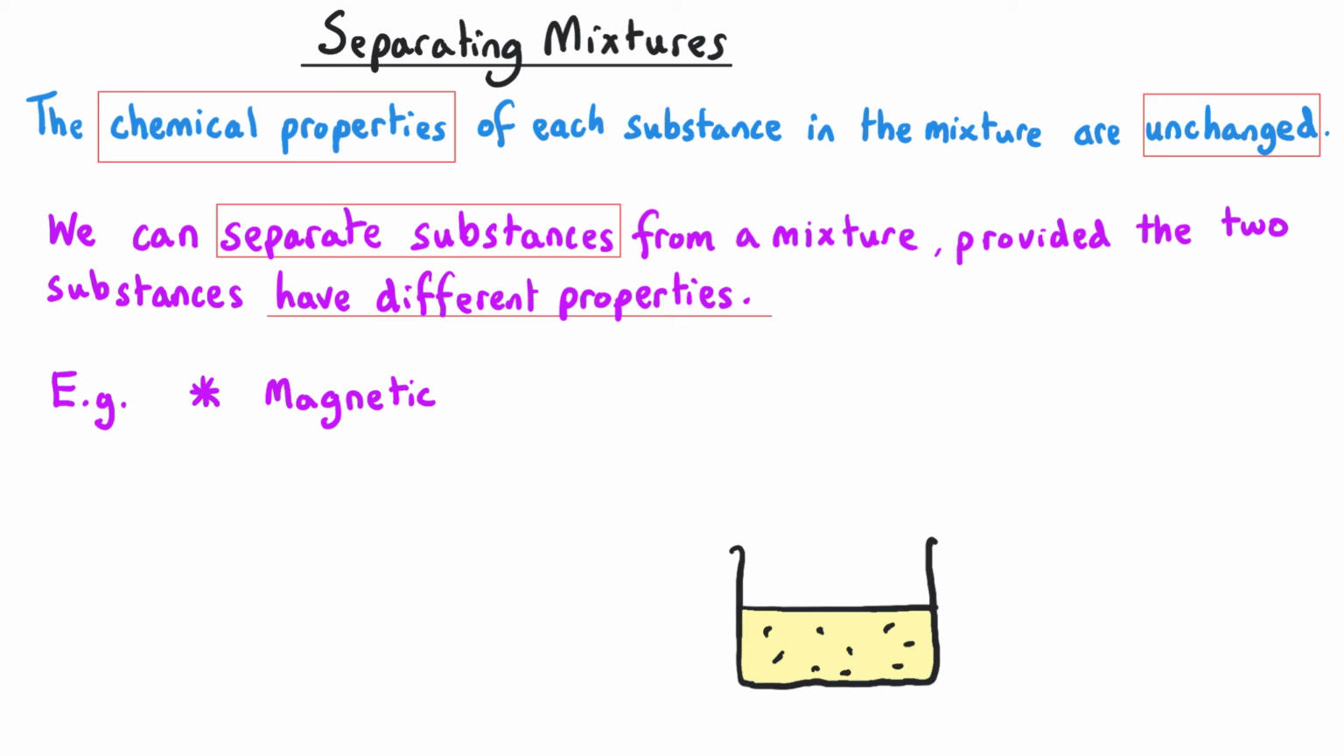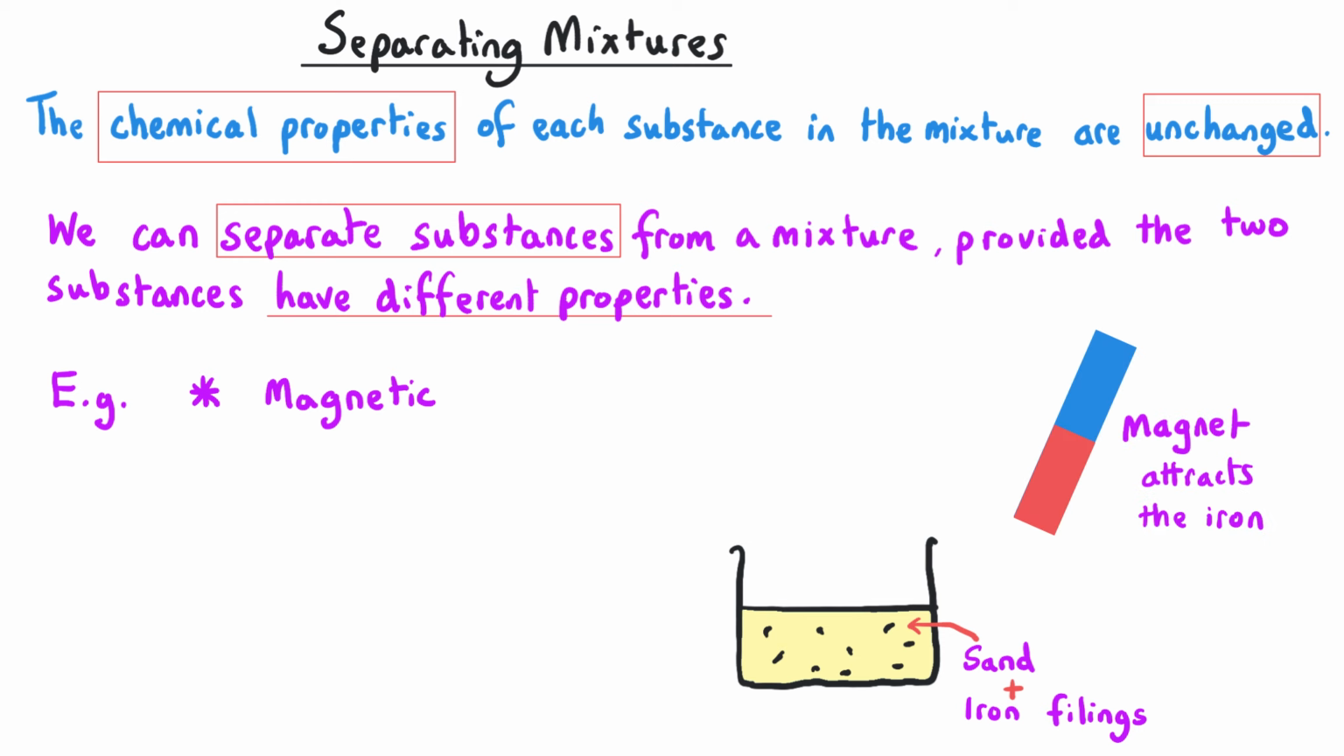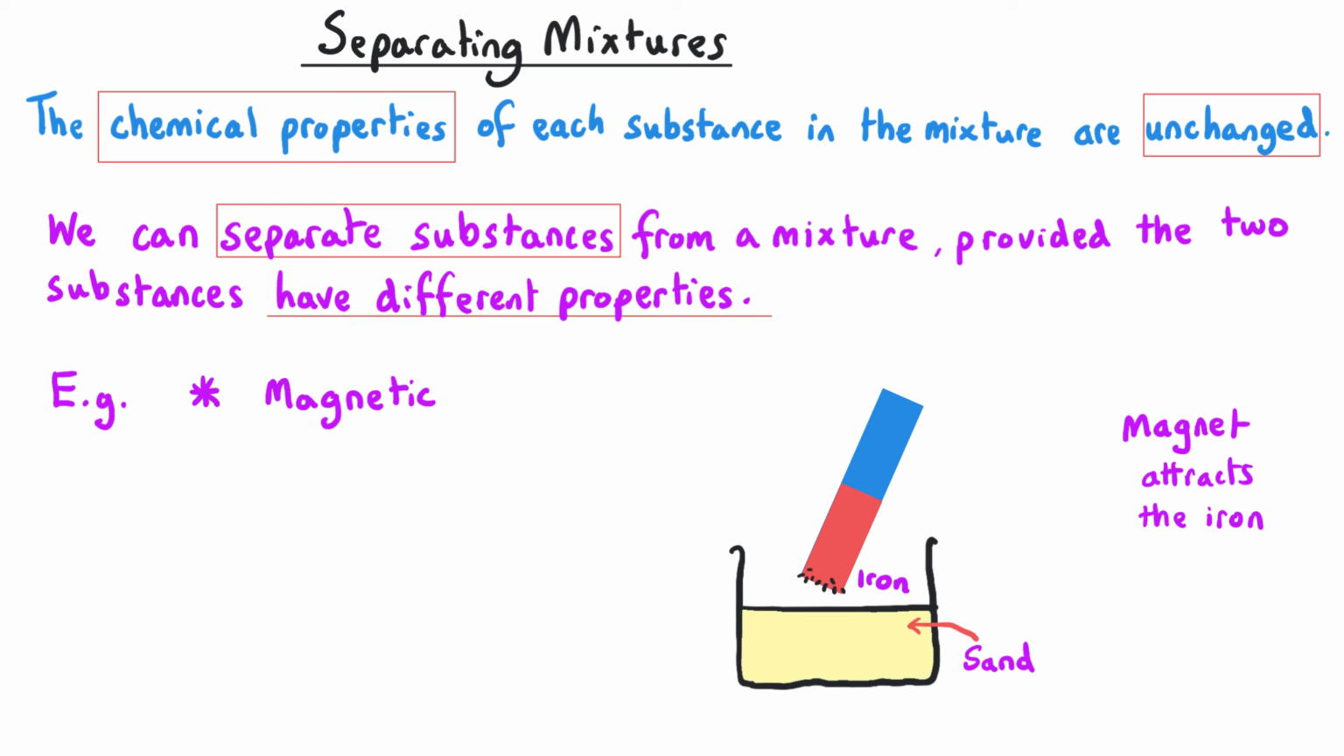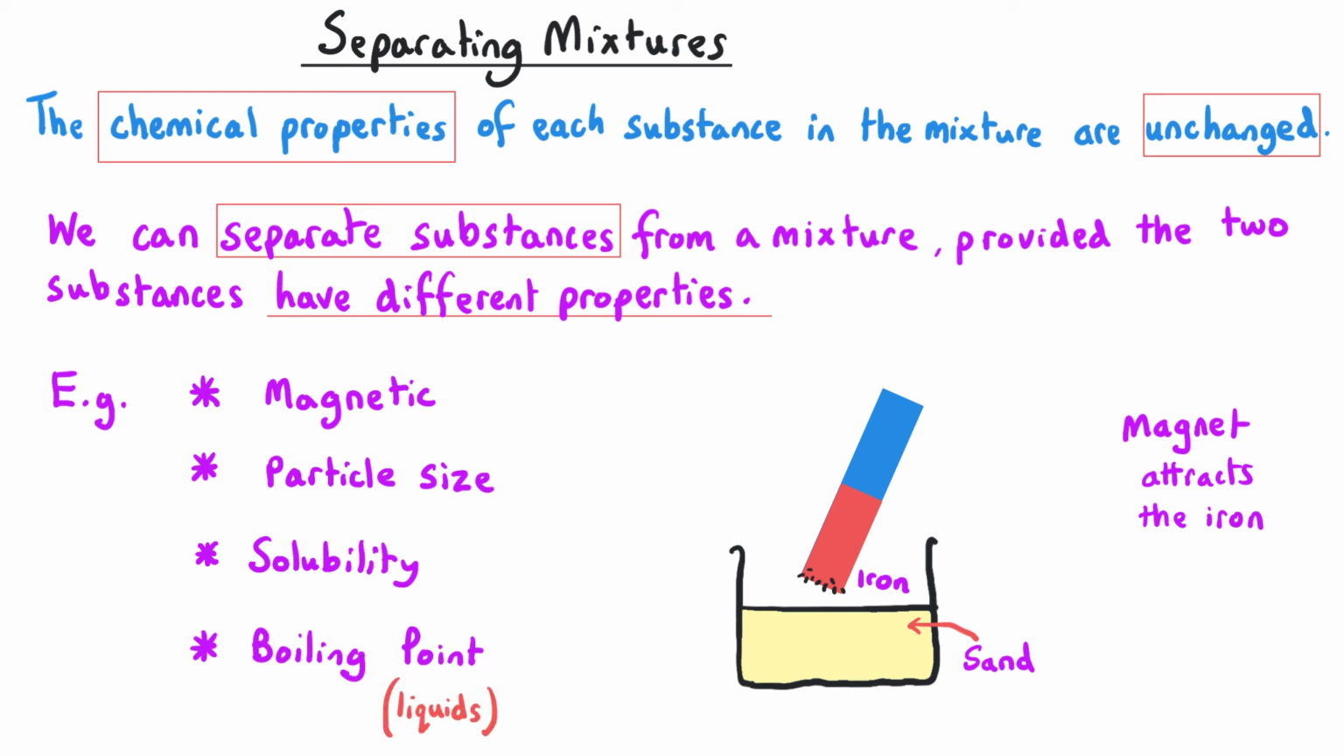An example of this would be if we had sand mixed in with some tiny pieces of iron, some iron filings. We could bring a magnet close to the mixture, and the iron is magnetic, so that would be separated out from the sand because the sand is not magnetic. We can also use particle sizes. We also might have mixtures where the components have different solubilities, or different boiling points. That's normally used where we've got different liquids that are mixed together.